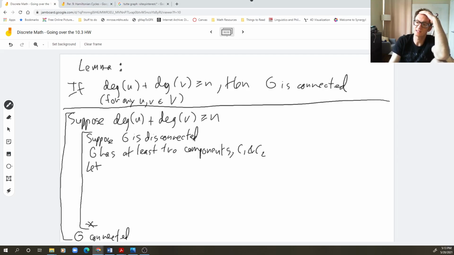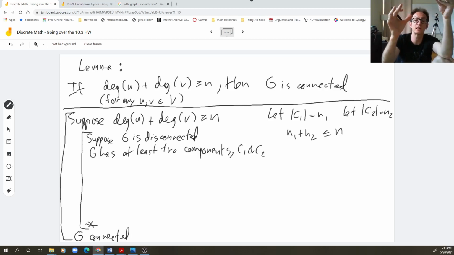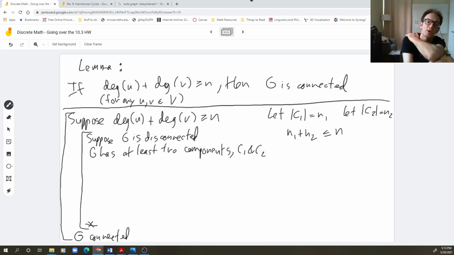All right, maybe I'll do this up here. Let the number of vertices in component 1 be n1, and let the number of vertices in component 2 be n2. Well, what I can say for sure is that n1 plus n2 is less than or equal to n. That is to say, either there are exactly two components and the sum of the vertices in component 1 and component 2 equals n, or if there are more than two components, then it will be strictly less than n. Okay, great.